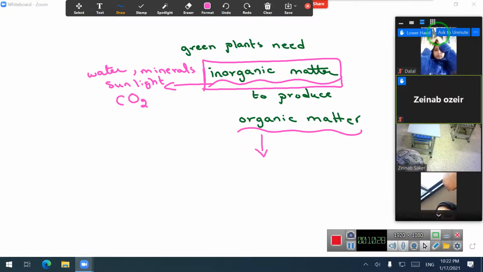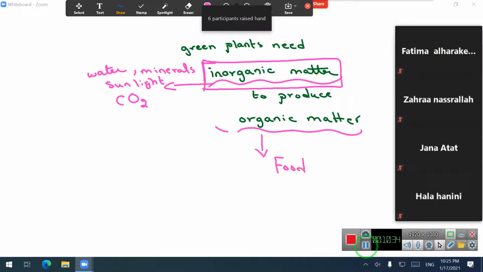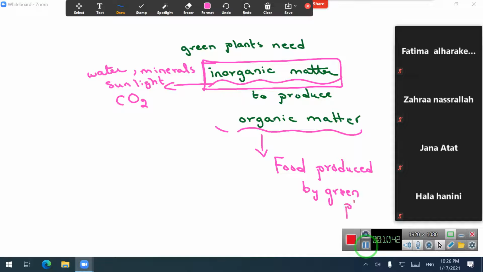So this is known as inorganic matter. Organic matter means the food produced by green plants.